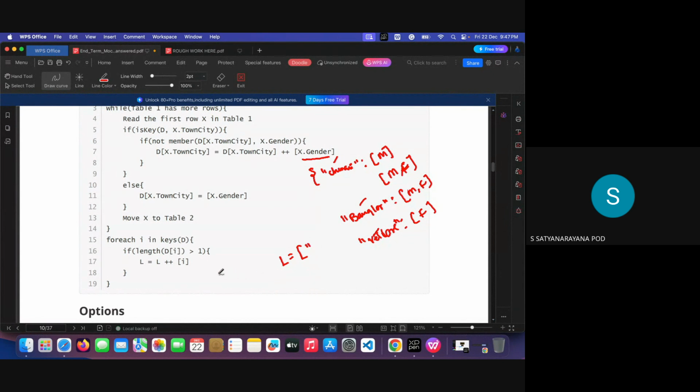whose gender count is more than one. Right now Bangalore is added and Chennai is added because these cities have more than one gender. But Vellore is not added because Vellore has only one gender. So this list is maintained, and this dictionary is maintained. Is it clear up to here? Is it clear up to here?